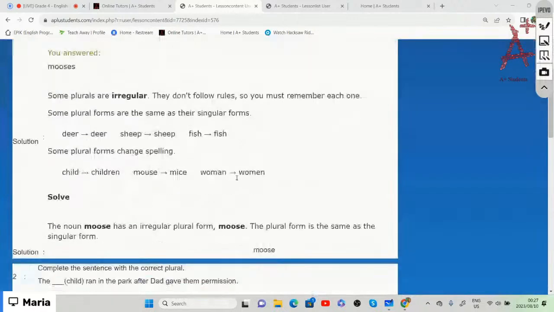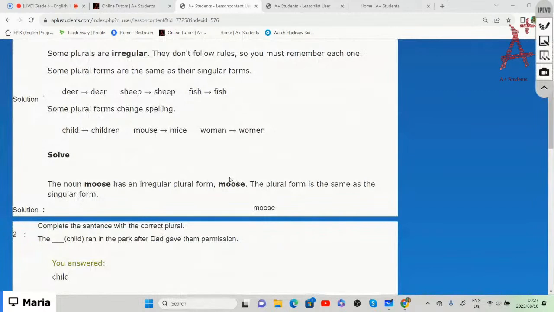And then, of course, we said some plural forms change the spelling. Like, for example, one child and many children, one mouse, many mice. As you can see, the whole word almost changes. One woman, many women.